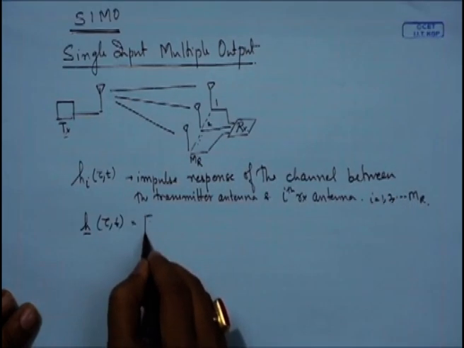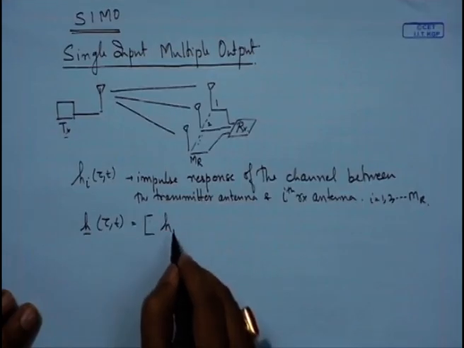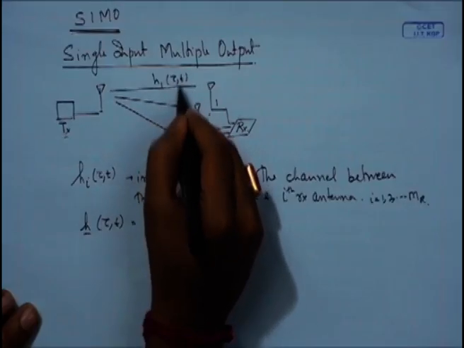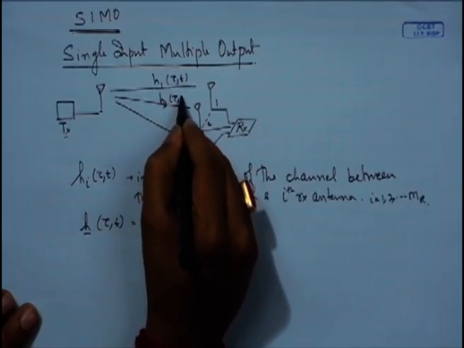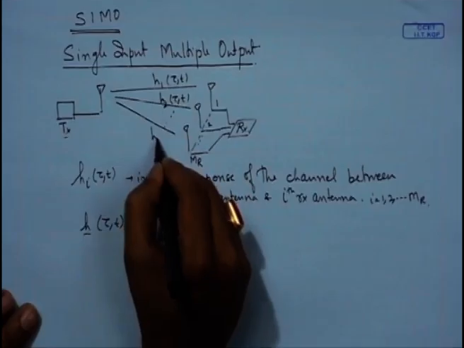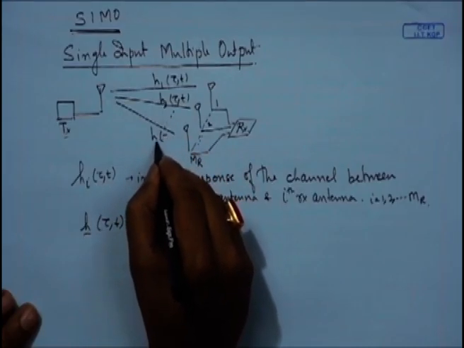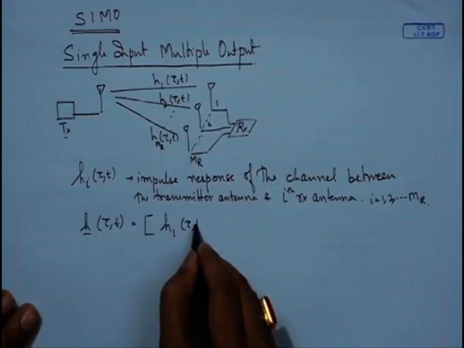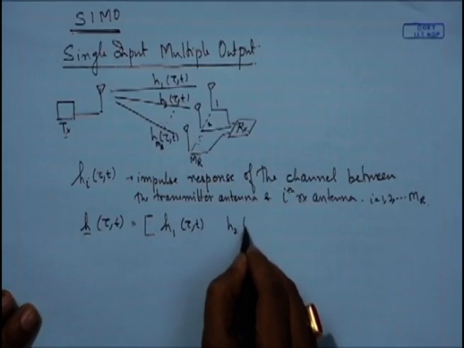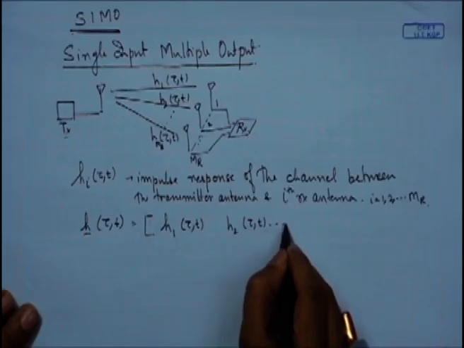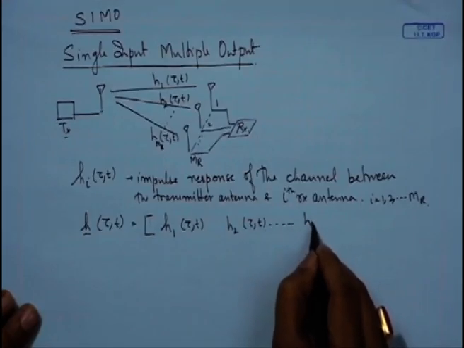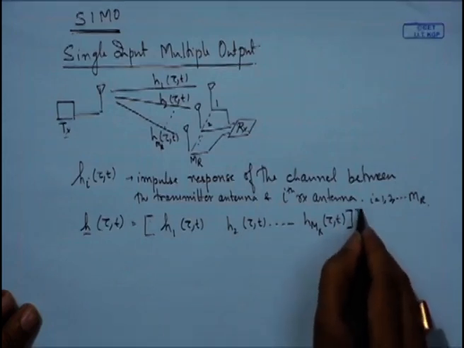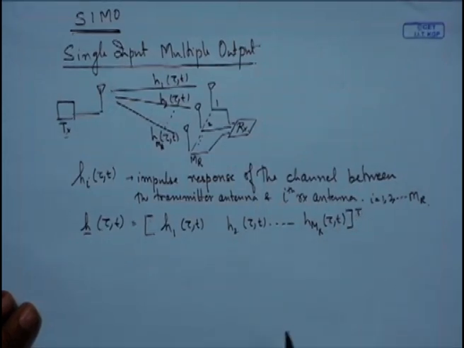We would write it as h_1, that means the first link, h_1 of tau comma t, h_2 of tau comma t, and so on up to h_MR of tau comma t, with a transpose. So transpose of this vector.